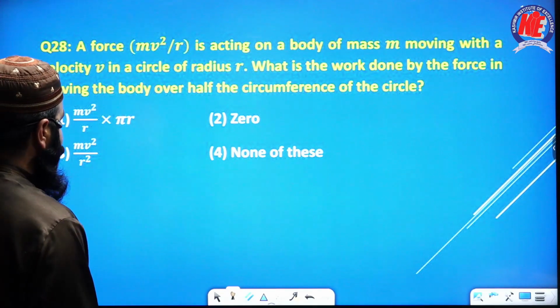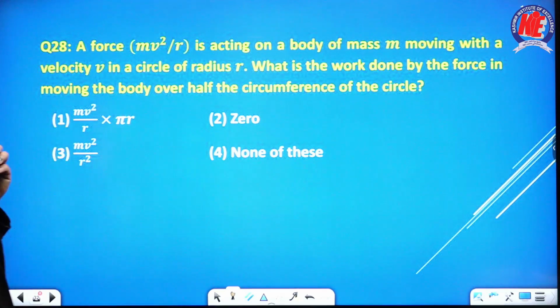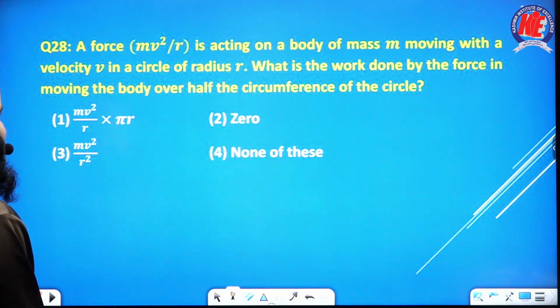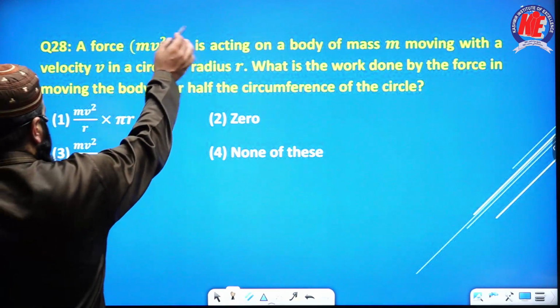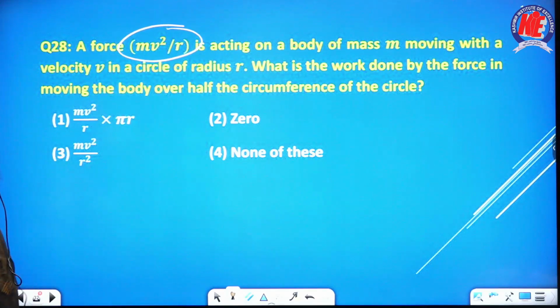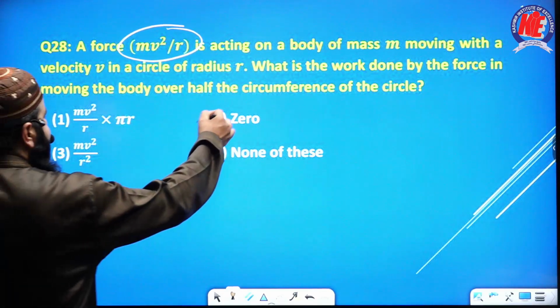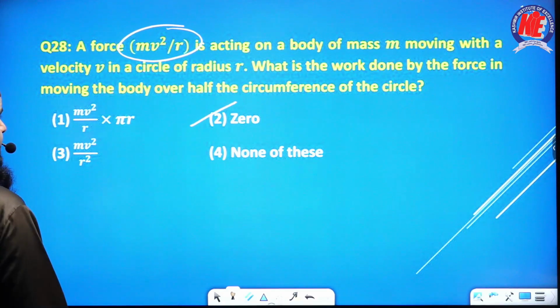A force mv square by r is acting on a body of mass m moving with a velocity v in a circle of radius r. What is the work done by the force in moving the body over half of the semicircle? My dear, the force involved is the centripetal, and the work done by the centripetal force is simply 0. Next one.